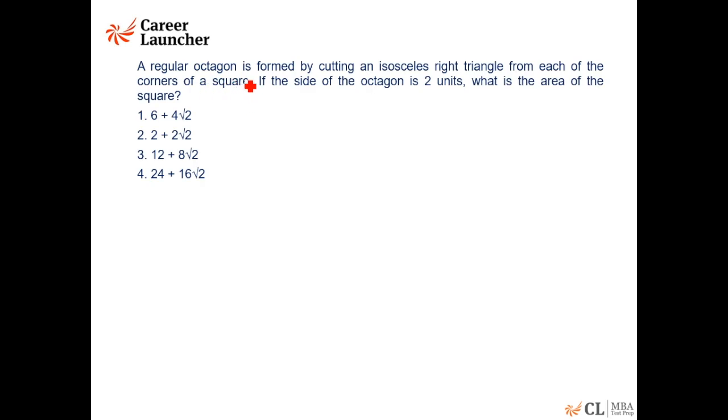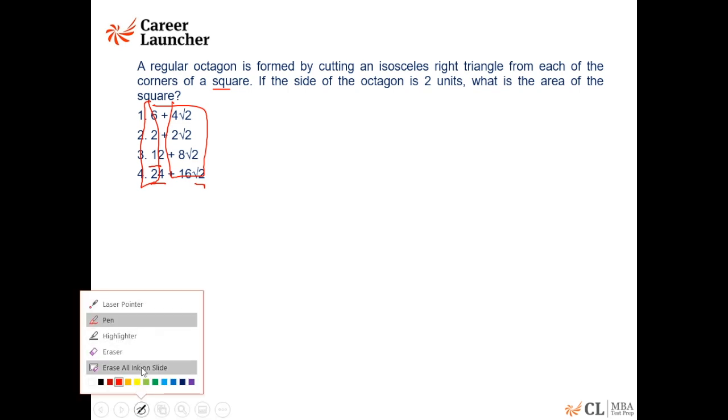Okay. A regular octagon is formed by cutting an isosceles right triangle from each corner of the square. If the side of the octagon is 2 units, what is the area of the square? This is again a question where you could be using two different things. One, look at these numbers. The first number in all the 4 choices is different, and similar is the second. So if you can find even one of them, you will get the answer.